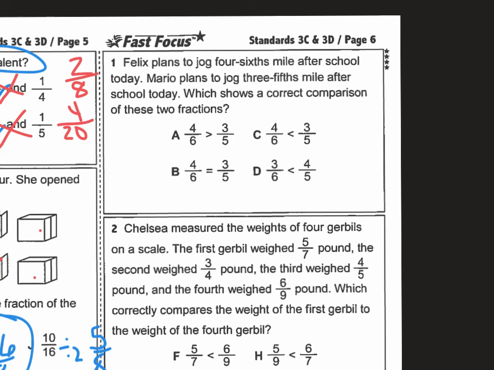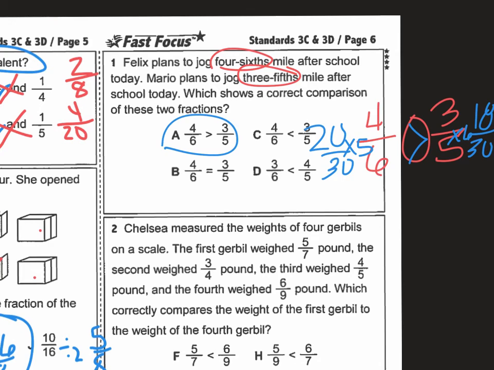Felix plans to jog 4/6 miles after school today. Mario plans to jog 3/5 miles after school today, which shows a correct comparison of these two fractions. So we're looking at 4/6 and 3/5. So once we find a common denominator of 30, we will realize that it becomes 20/30ths, and on the right we have 18/30ths. 20 is greater than 18, which means 4/6 is greater than 3/5, and it's A.